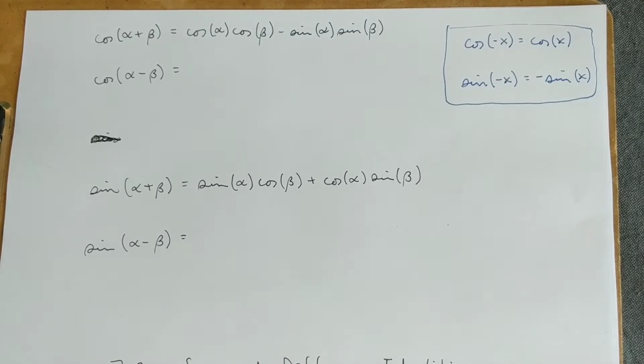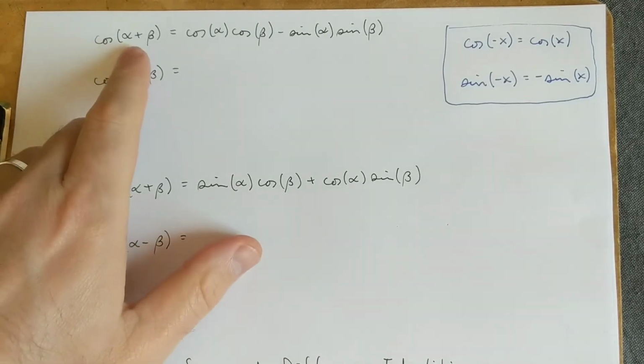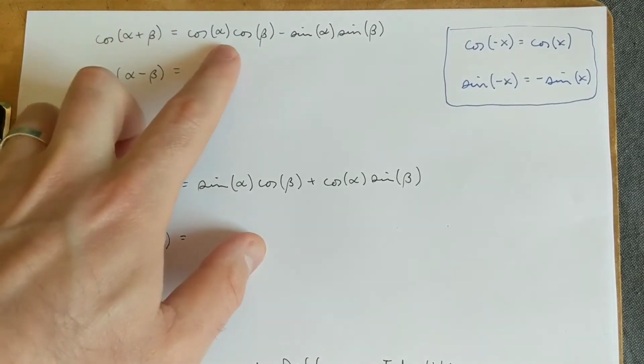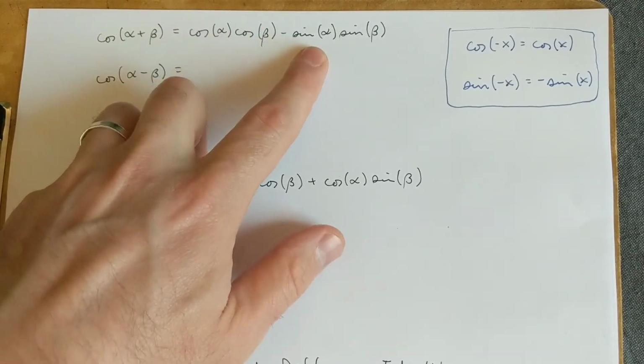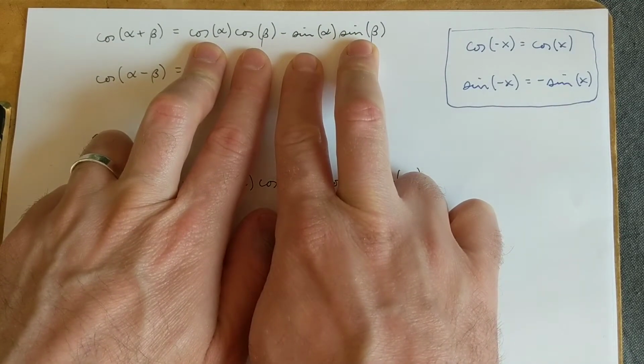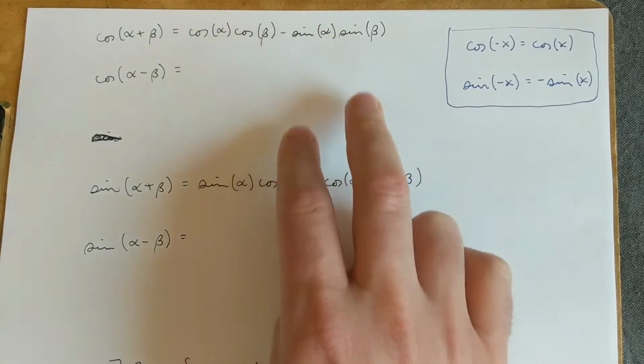There's a way to derive these formulas, and I'm not going to do that in this video because it takes a long time. But there happens to be a relationship. If you have a sum of two angles inside of the cosine, you can break it up into a formula using sine and cosine of the individual angles. And we'll see how this is useful later.